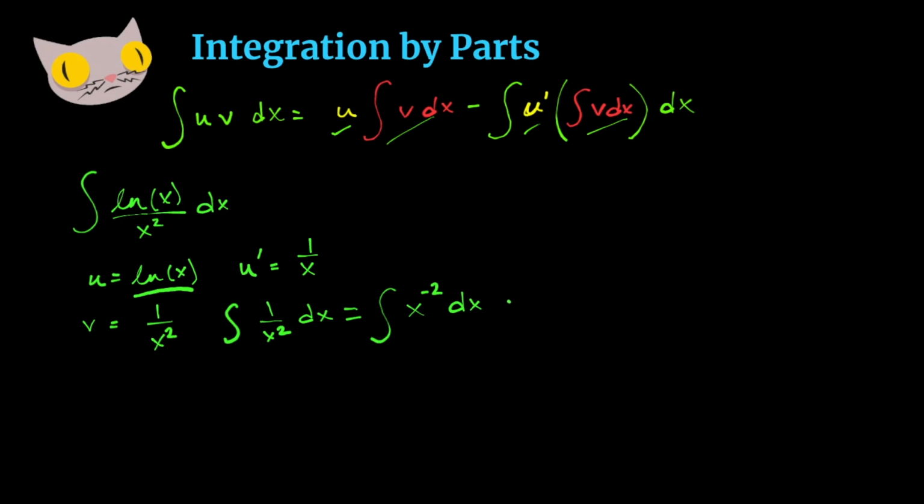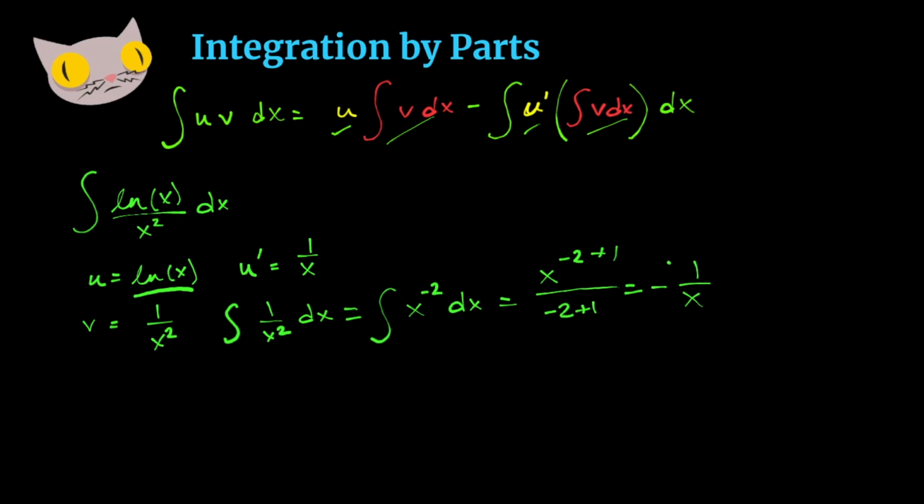Now we can apply the power rule. So this gives us x to the negative 2 plus 1 over negative 2 plus 1. And this gives us negative 1 over x.